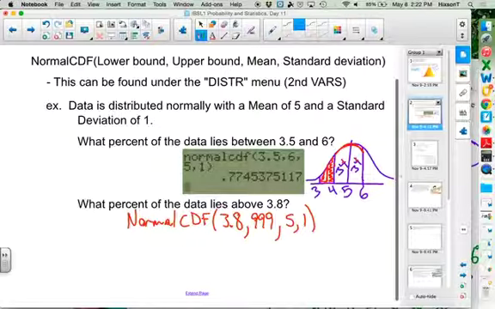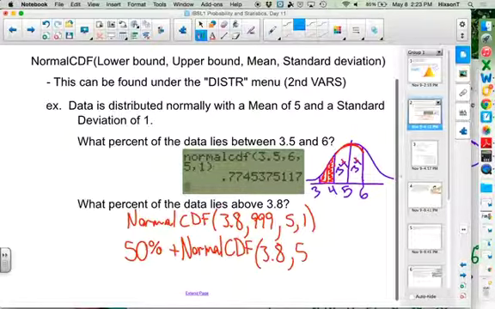Another way of doing it that actually is a little more exact would be, you notice this is below the mean, right? Okay? What is the percent of everything above the mean? 50. So what you could do, and I'm not saying you have to, you could say, okay, this is everything to the right of the mean, and then I just need to add what is to the left. So that would be between 3.8 and, in this case, 5.